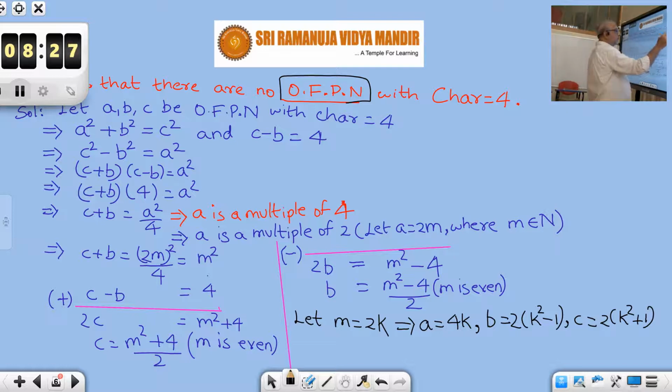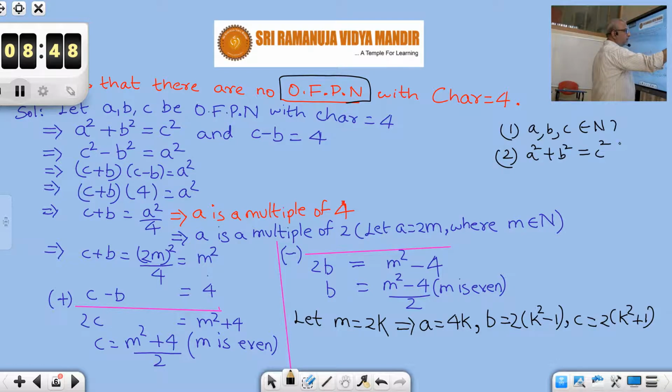OFPN should satisfy 4 conditions. What are they? A, B, C are called OFPN if they satisfy the 4 conditions. They should belong to the set of natural numbers. A, B, C must be natural numbers. And next, a square plus b square is equal to c square. If any numbers satisfy these 2 conditions, then we call them Pythagorean numbers. Next, the third condition is a less than b less than c. That is ordered numbers.